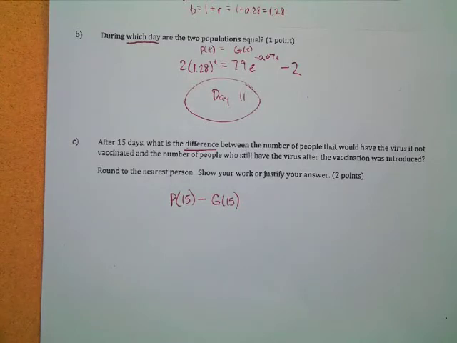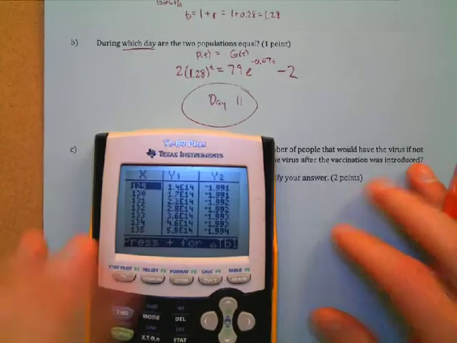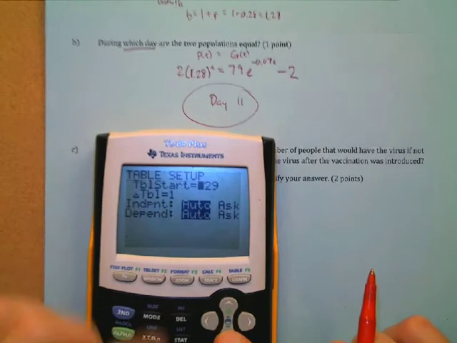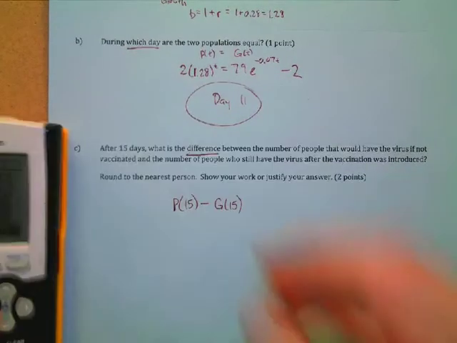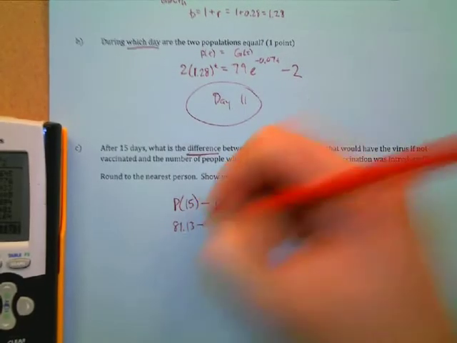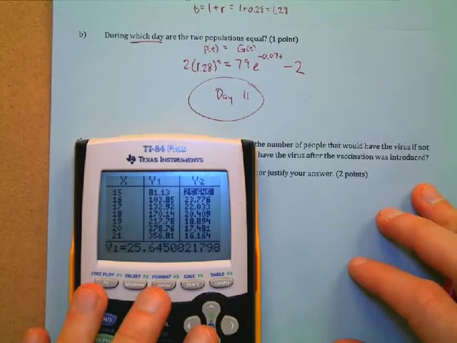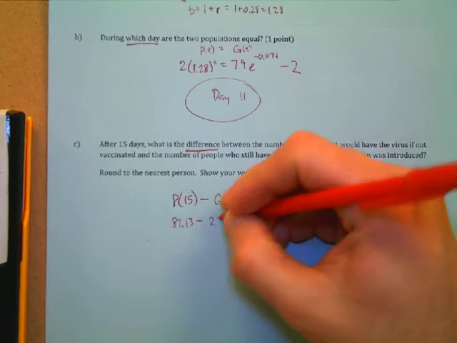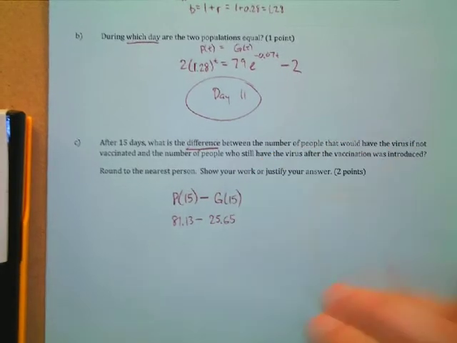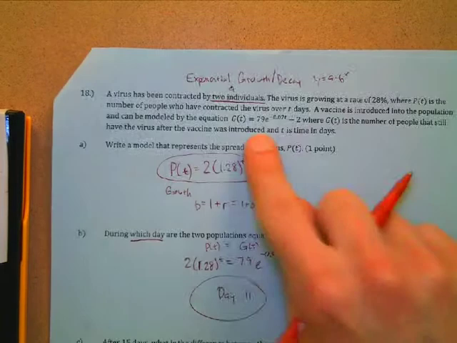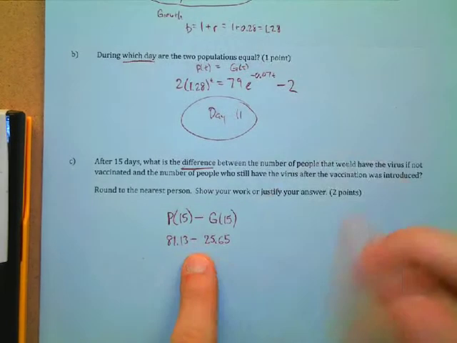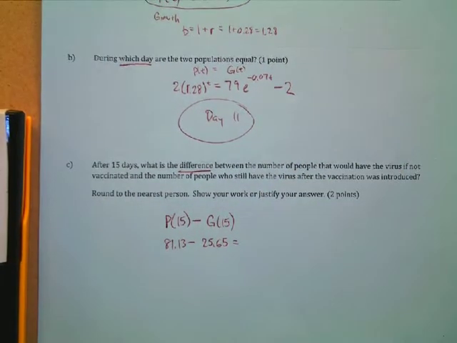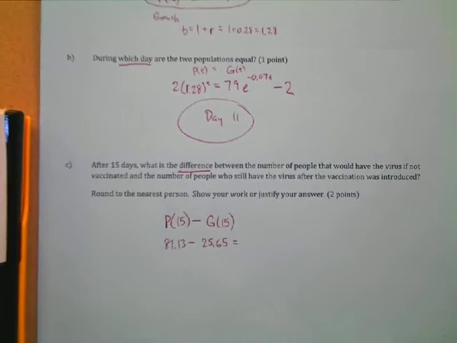So P of 15, I'll go to my graphing calculator here. Okay, at 15, P of t is 81.13. And then 25.65, I'll say, for G of 15. And again, I'm just using my calculator here. You could also just plug them into the functions themselves, right? Your P of t that you found, and your G of t that you found. But that's what you're going to get. And then when we do that subtraction, we get 55.48.